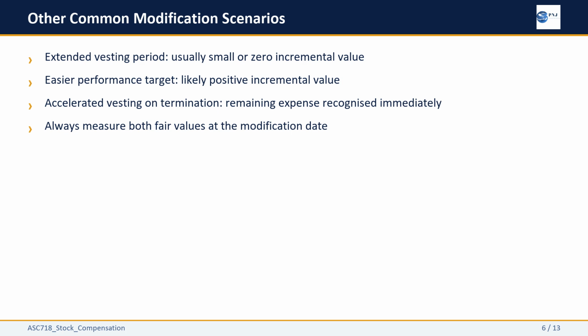Beyond repricing, several other changes trigger modification accounting. If a vesting period is extended but all other terms stay the same, the incremental fair value is typically small or zero because the additional time does not add much value to the option holder. If a performance target is made easier, for example a revenue hurdle is lowered, more awards are expected to vest, which likely creates positive incremental value. And when an employee is terminated and vesting is accelerated, any remaining unrecognized expense on the unvested portion must be recognized immediately on the modification date, rather than spread over the original vesting schedule.